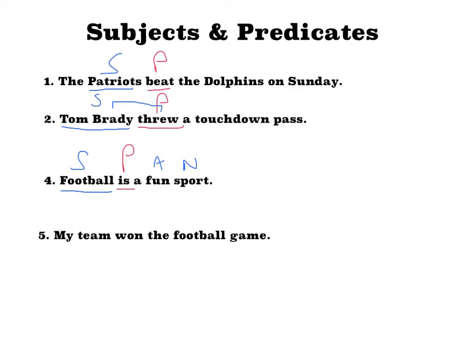All right, great job. My team won the football game. Tell me what the predicate is in this sentence. Correct. The predicate in this sentence is won. Again, I just think it's really easy to figure out subjects and predicates if you begin with the predicate or you begin with the verb. If you can find the verb in the sentence, then figuring out what other things are in the sentence is a lot easier. Now see if you can figure out what the subject of the sentence is.